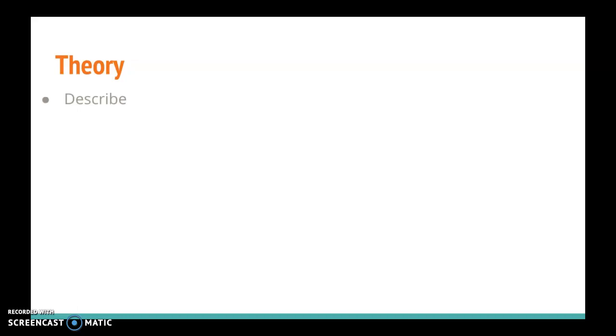So the very first thing that you have to do is describe the theory. And you just have to tell us what the theory postulates. In other words, what is the theory all about? What idea does the theory put forward?